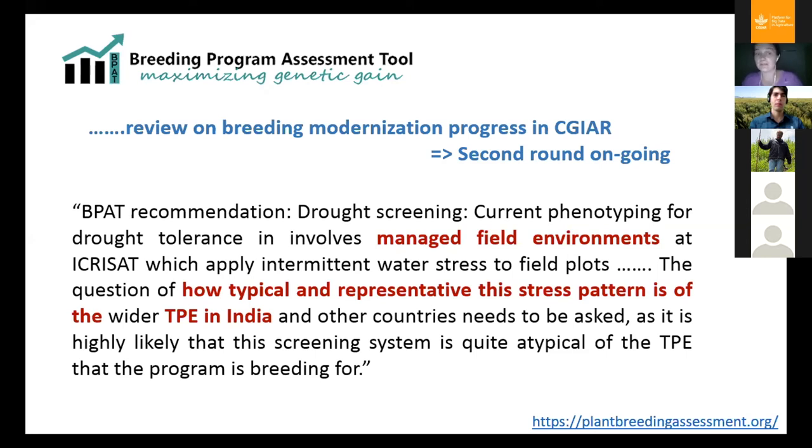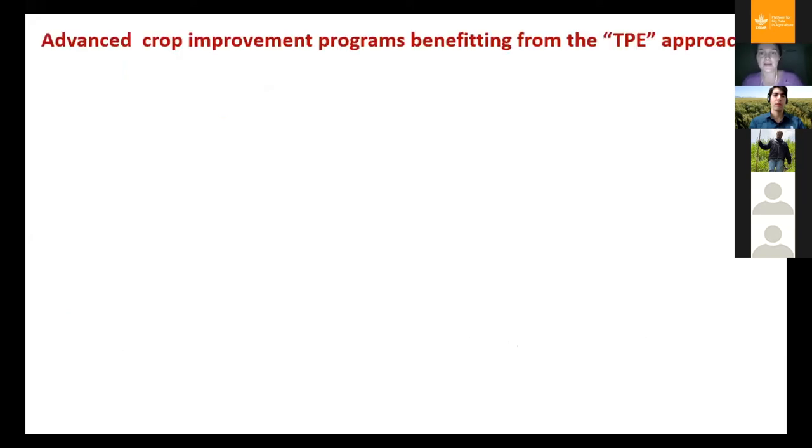And these teams do not recommend it just out of the blue. I believe that the reviewers from BPAT are really well aware of what is happening outside, for example, in the industry. So we follow in ICRISAT several of these successful cases of advanced crop improvement programs, and they really use this type of modeling support in their breeding programs and benefit from it largely.